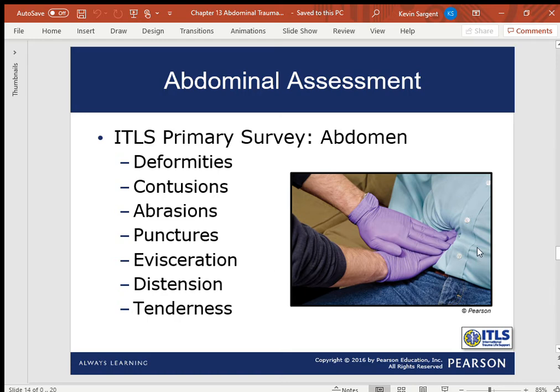When you palpate the abdomen and you elicit a painful response, there's no reason to palpate that again. So just denote it and then move on. If you ever feel a pulse in the abdomen, you should suspect that it's an aortic aneurysm of sorts, and definitely rapid transport and don't push on it anymore.